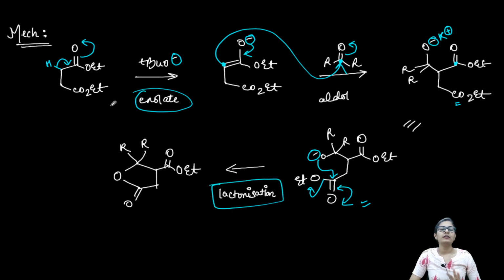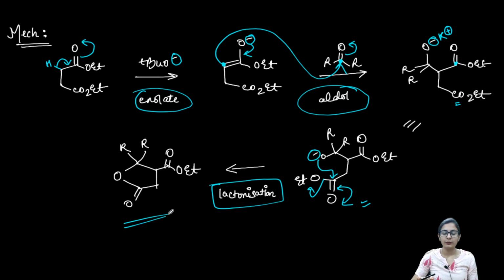So what are we going to see? We see that the first step is the enolization, or the enolate formation. The second step is the aldol condensation, or the aldol reaction step. The third step is the lactonization step. And what happens after the lactone is formed? I hope that you understand till the lactone formation.